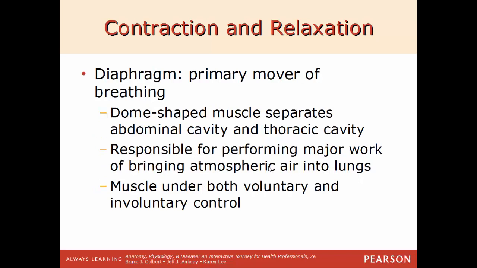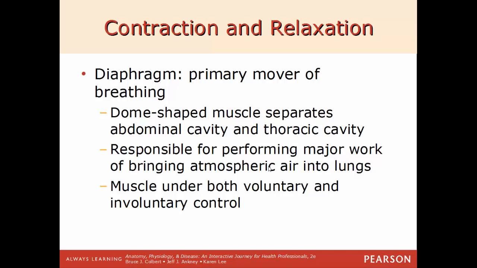Next, move on to the diaphragm. This will be the primary mover of breathing. The diaphragm is a very large dome-shaped muscle that separates your abdominal cavity from the thoracic cavity. It helps to change the air pressure inside your lungs to force air into the lungs to help you breathe. So this muscle is under both voluntary and also involuntary control.